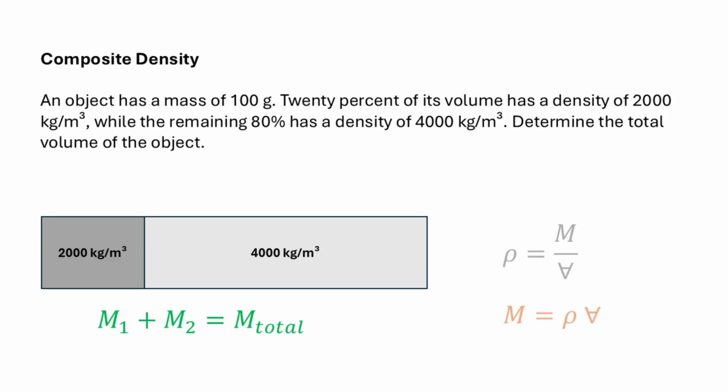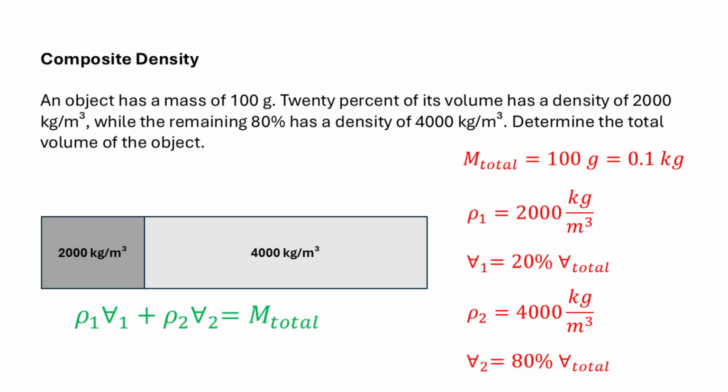Since there are two different material densities for this object, we now can set up for their mass balance. Therefore, m sub 1 plus m sub 2 equals m sub total. Each of these two partial masses have their own densities and volumes. And hence, we can further derive our next equation as shown here. You can pause the video for a closer look.